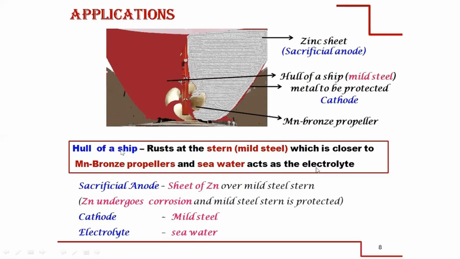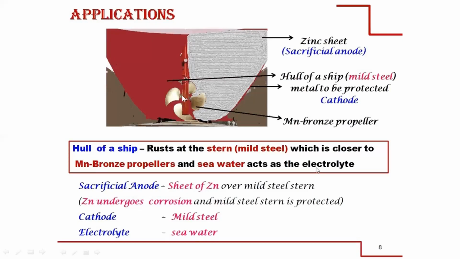So we'll understand one by one. The hull of a ship is the bottom of the ship. The stern is the body of the ship, which is made from mild steel. And manganese bronze propellers: propellers are placed at the back side of the ship. Propellers need to be stronger, so that's why they are made from manganese bronze alloy, and seawater acts as electrolyte.